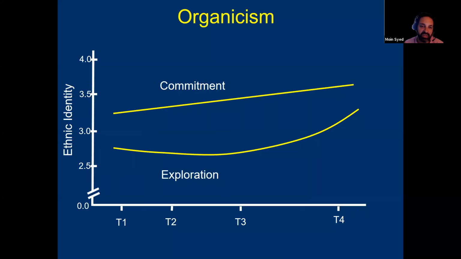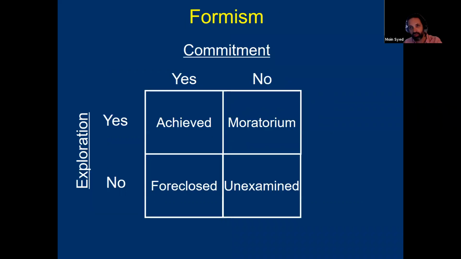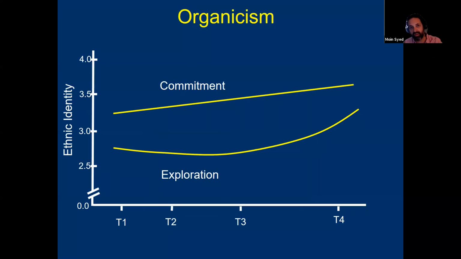In contrast, we could think of exploration and commitment as two continuous processes that unfold over time. And in general, that will increase over time, at least into adulthood. Here I'm giving the example with ethnic identity, where we see commitment and exploration both increasing over time, but at different rates. So not looking at categorical assignments, not forms, but rather these organic processes.